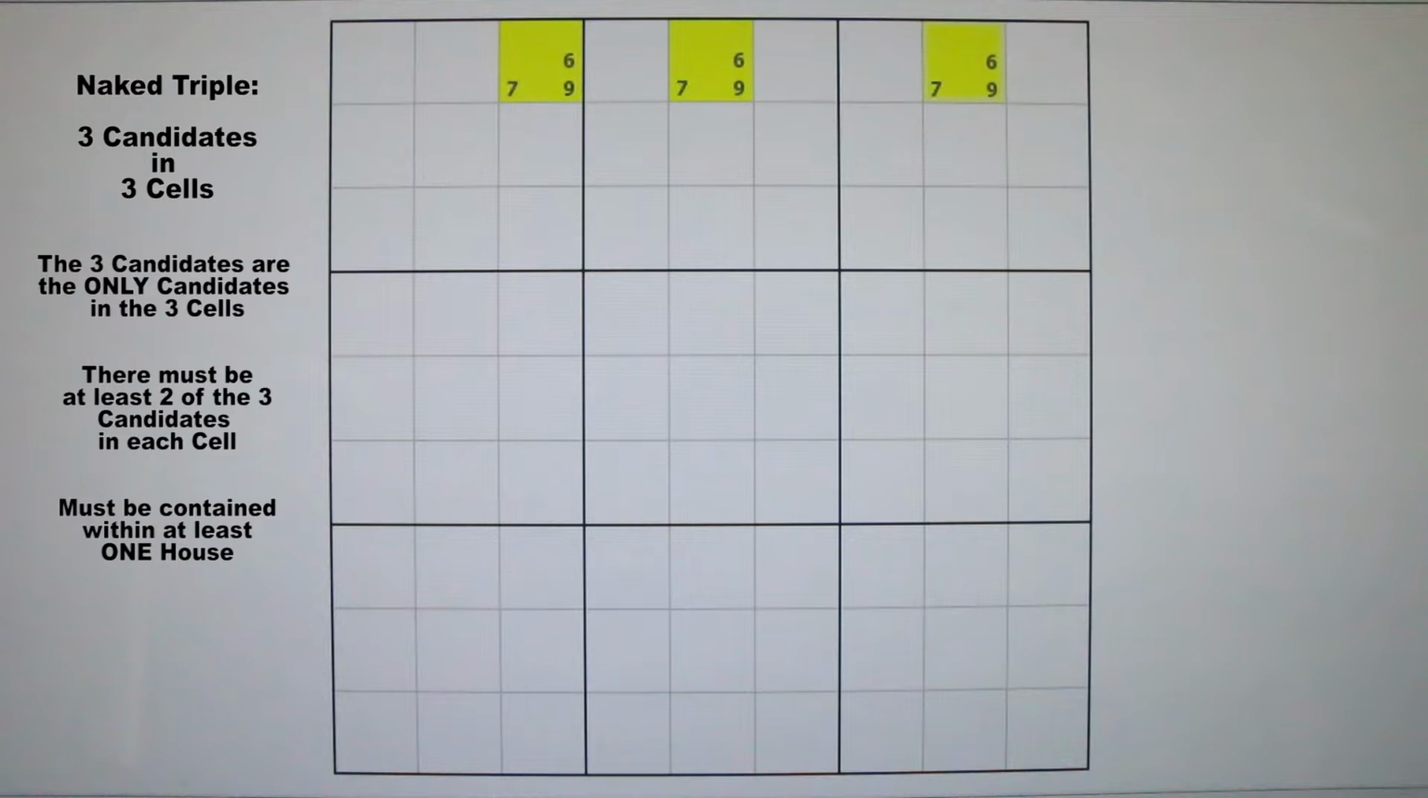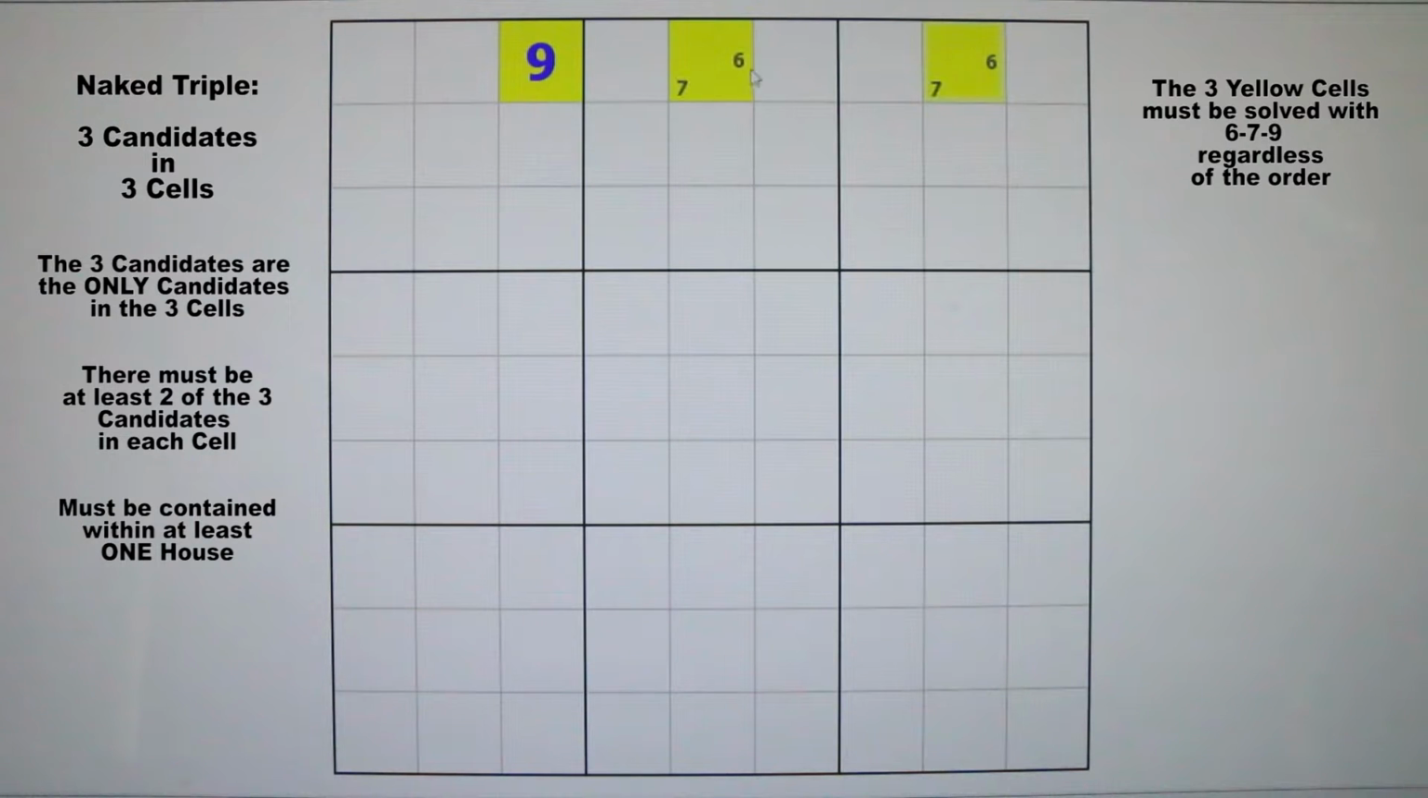And lastly, if the first cell is a 9, then that leaves a naked pair of 7 and 6 and 7 and 6. So it has to be either 7 and 6 or 6 and 7. So there we've proved, we've taken all the possibilities for the first cell, and it shows that these 3 cells have to be 9, 6, and 7.